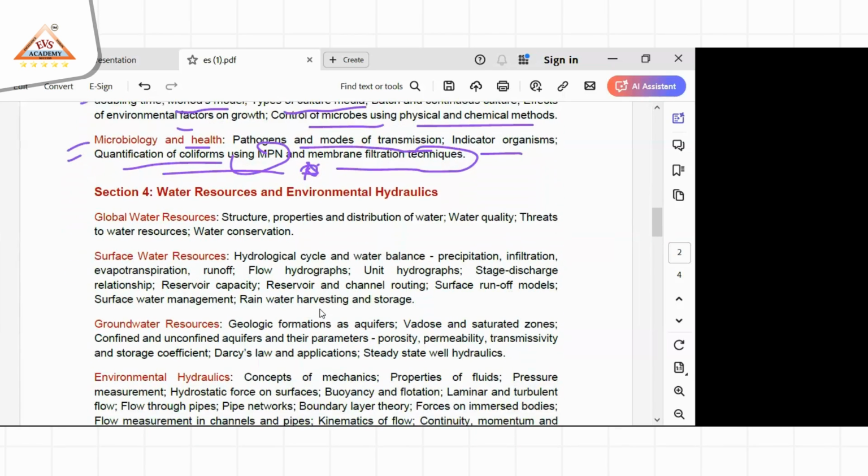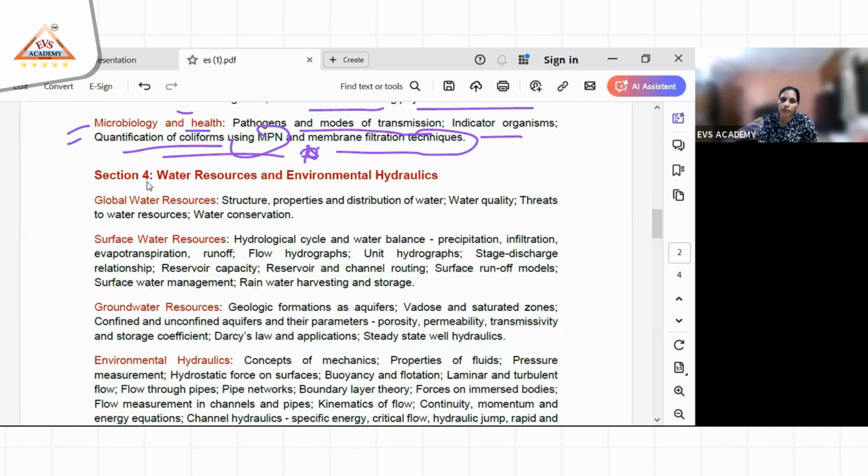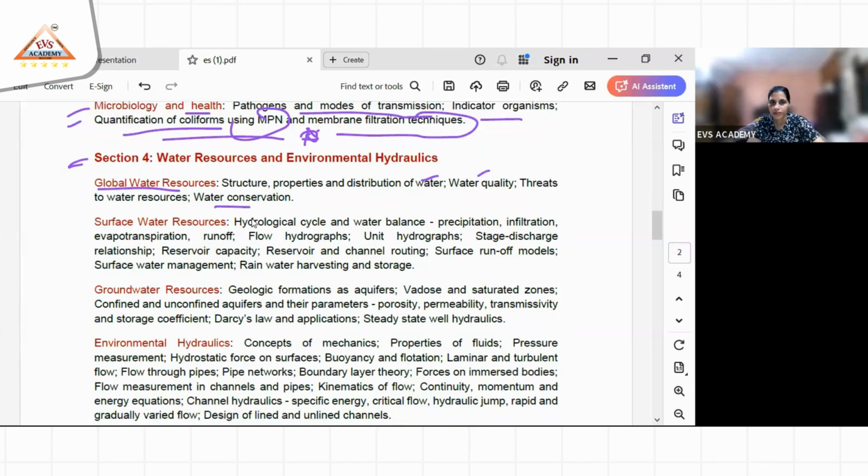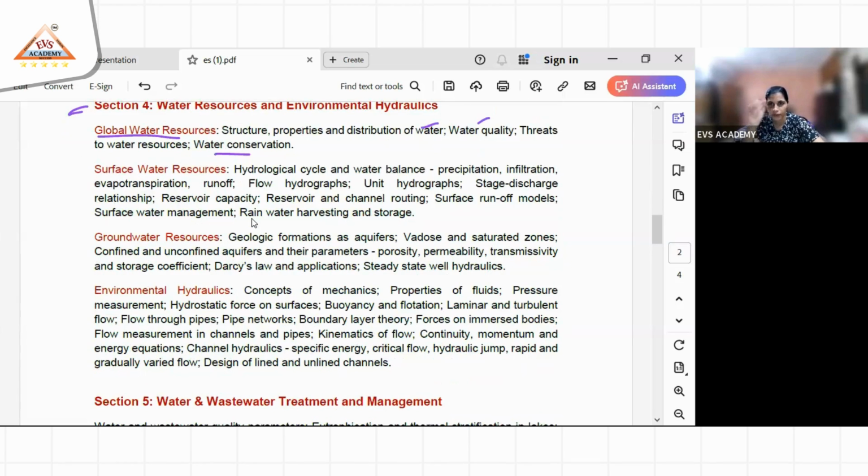Okay. Next is section 4, water resource and environmental hydraulics. So this is the global water resource: structure, properties and distribution of water, water quality, threat to water resources, water conservation. Okay, next is the surface water resources, in which we see precipitation, types of precipitation, how we can measure the precipitation. There are so many numericals based on this.